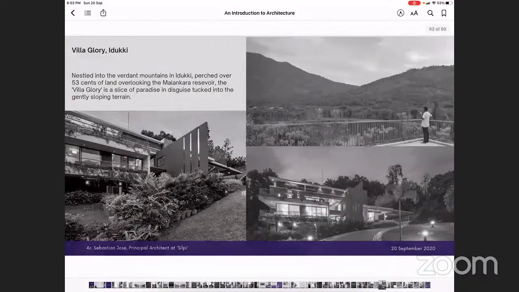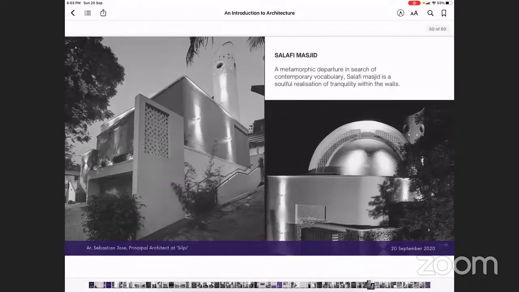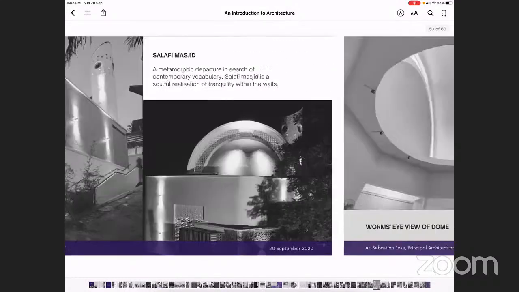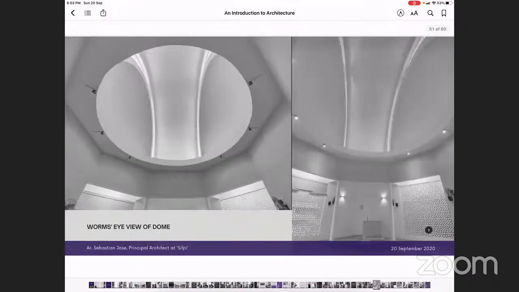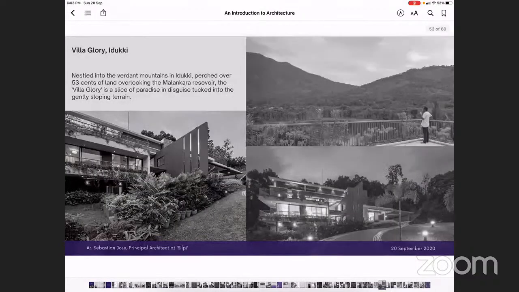So this is the Salafi Masjid. I was trying to work out my own vocabulary, my own slight take on the mosque, but retaining the basic idea. People should feel that it's a mosque, but I tried to use natural light and also use jalis to come out with a slightly different vocabulary.